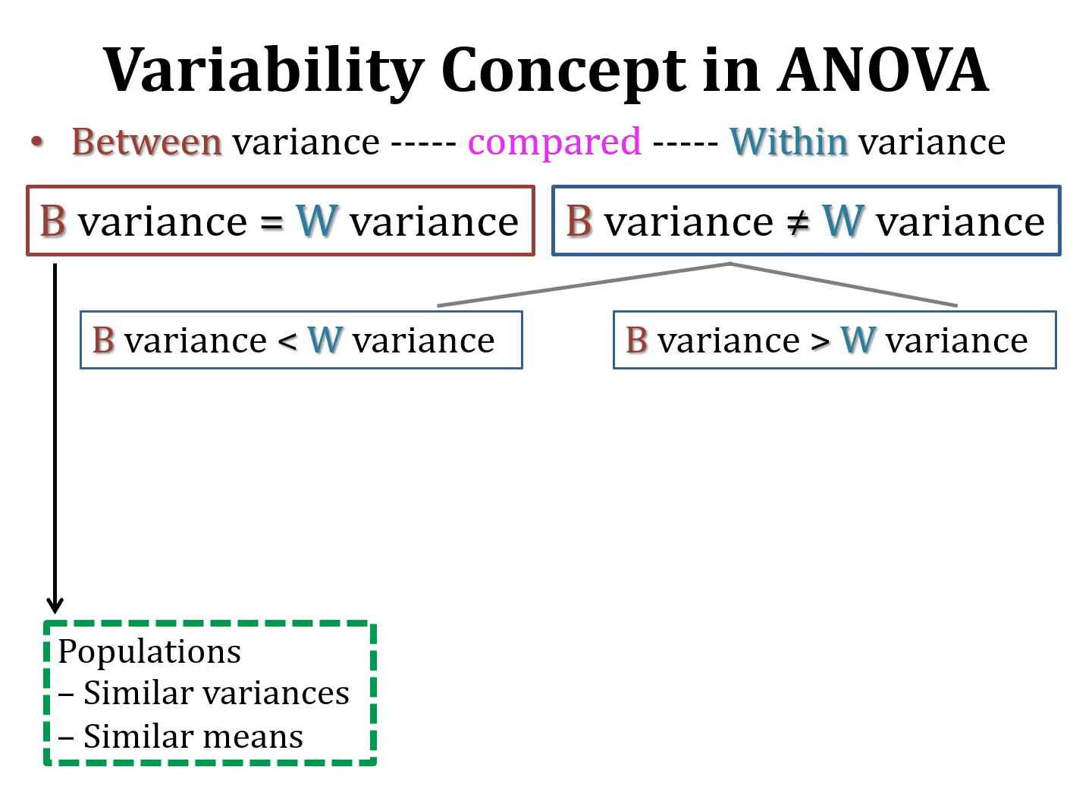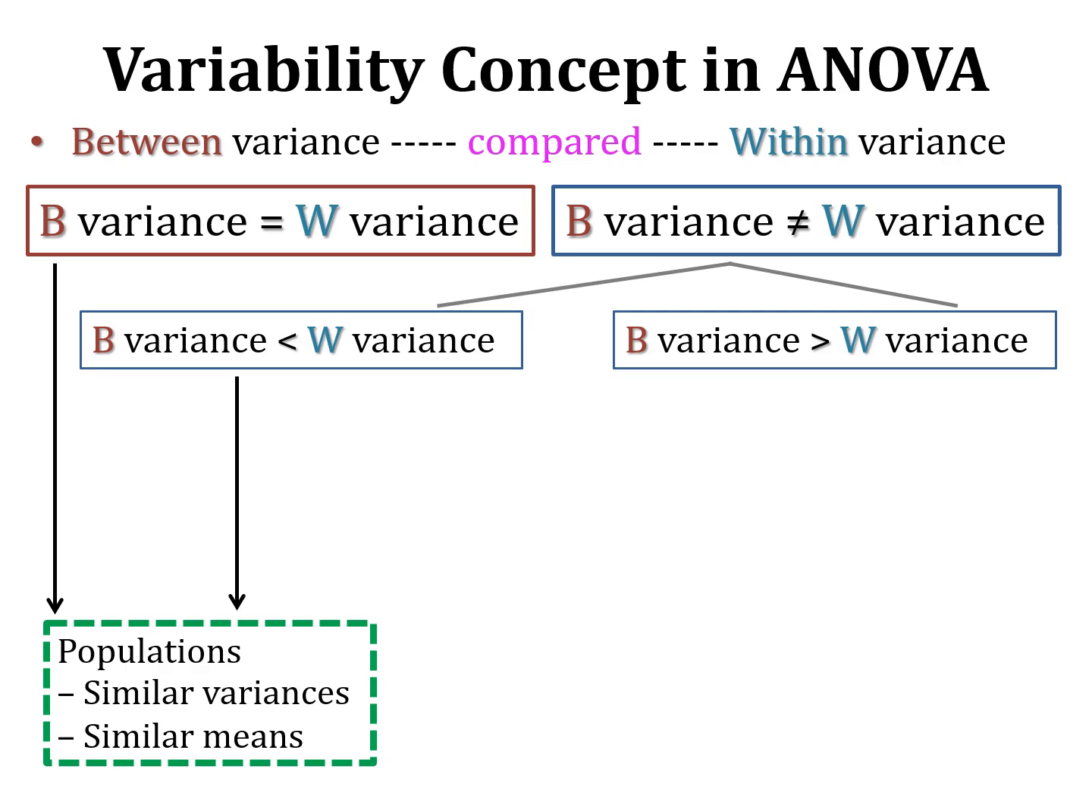And then we have the second situation. In the second situation, again, we can have two possibilities: the between variance is less than within variance, or the between variance is greater than within variance. Let's see the first one. If the between variance is less than within variance, then we conclude that these are populations with similar variances and similar means, right? It means that the population means are similar and population variances are similar.